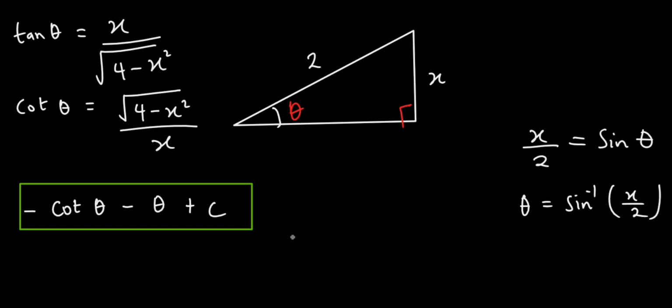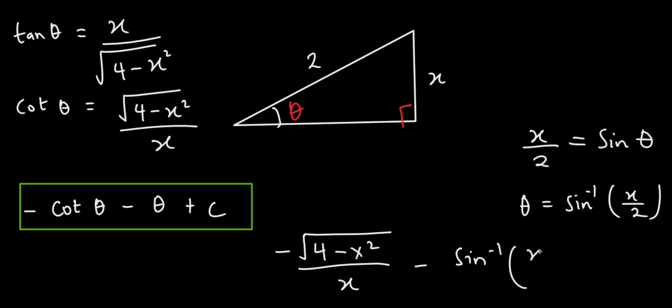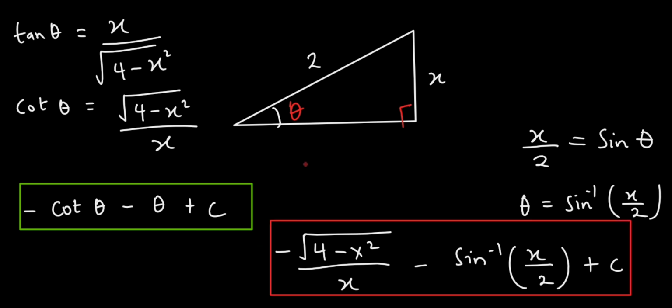So our final answer would be minus the square root of 4 minus x squared over x, minus sine inverse of x over 2, plus c. So this is our final answer.